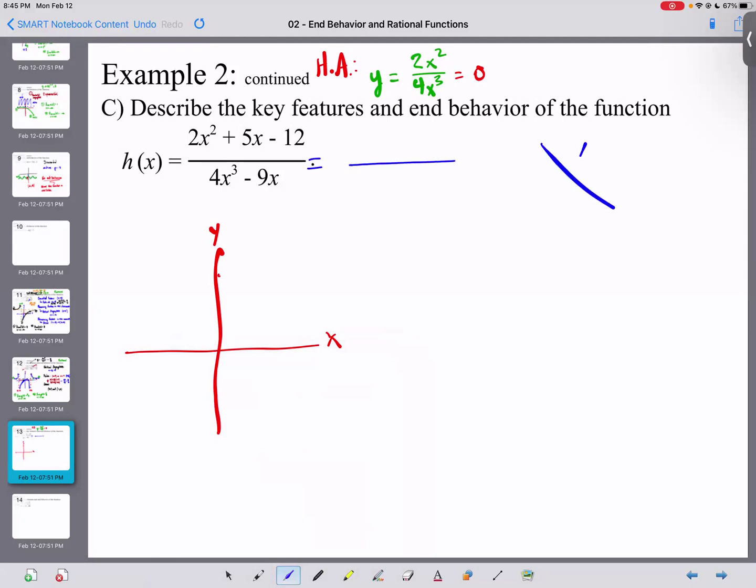And so what I would need to do is factor the numerator. So the numerator here, I'd use factors of a times c divided by b. So 2 times -12. What is 2 times -12? -24. That's right. They need to add up to be 5. So the factors of -24 that I can think of: 1 and 24, 2 and 12, 3 and 8, 4 and 6. I think that's all of them.